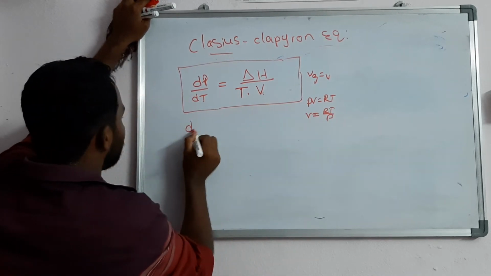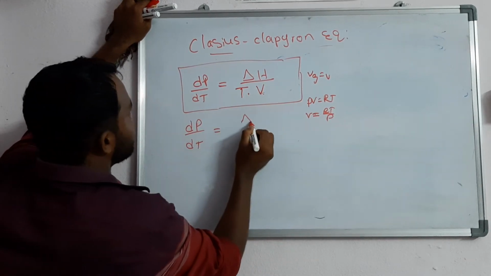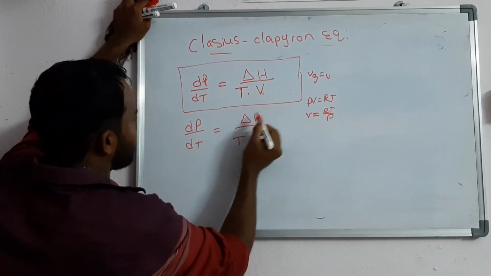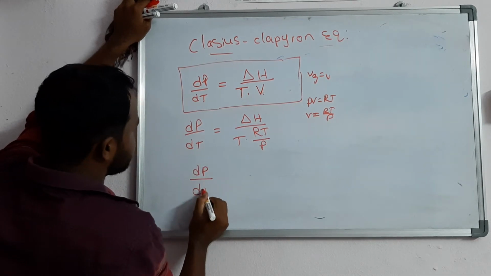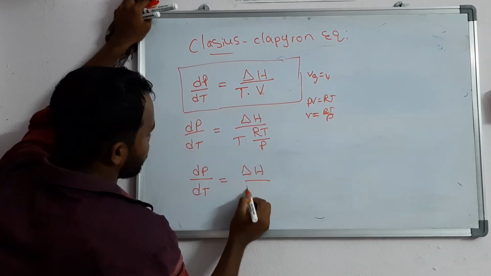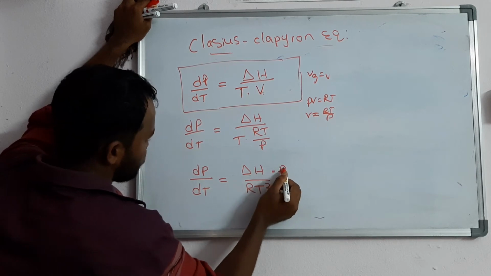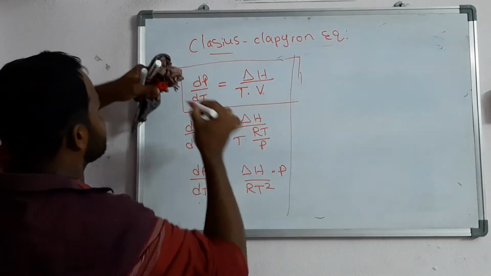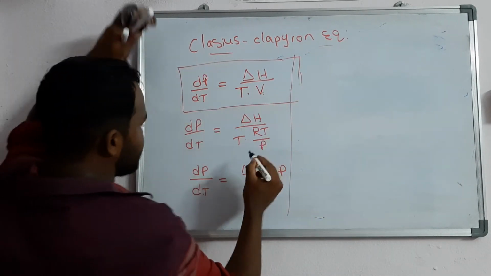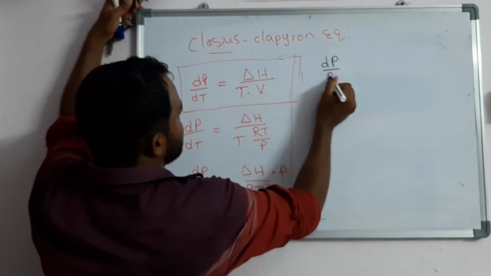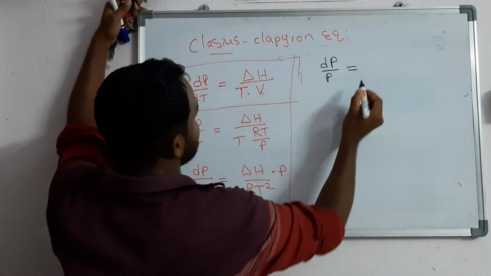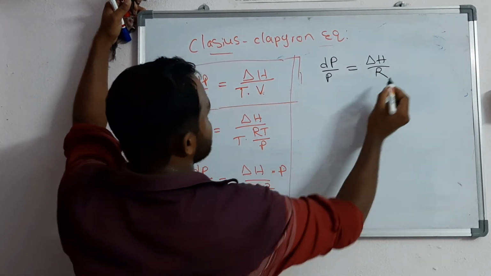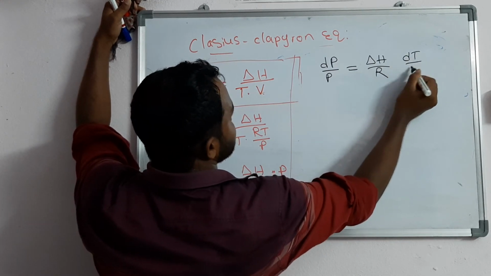That means dP by dT is equal to delta H by T into RT by P. Now P comes above, and you get dP by dT is equal to delta H by RT square into P. If P comes here and dT goes there, you can write dP by P is equal to delta H by R, separate, into dT by T square.